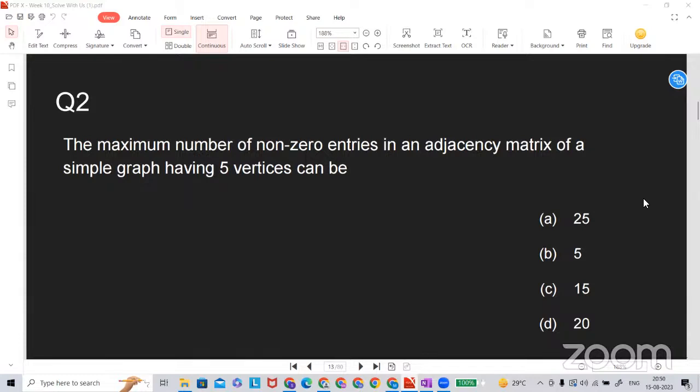In this problem, we have to find the non-zero entries if we have an adjacency matrix. Sir, is it directed? No, generally, whenever it is not specified and there is a graph, always think of it as a non-directed, that is, undirected graph. Okay, sir.